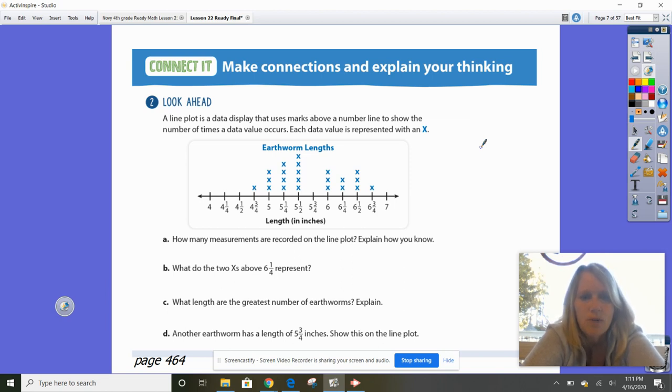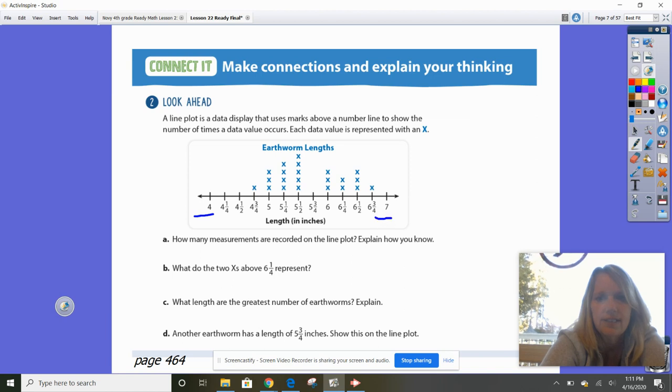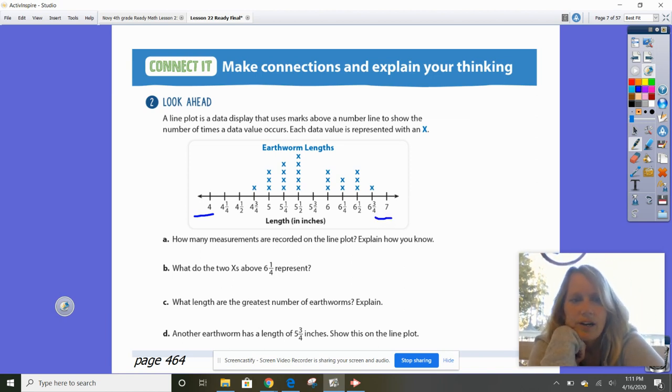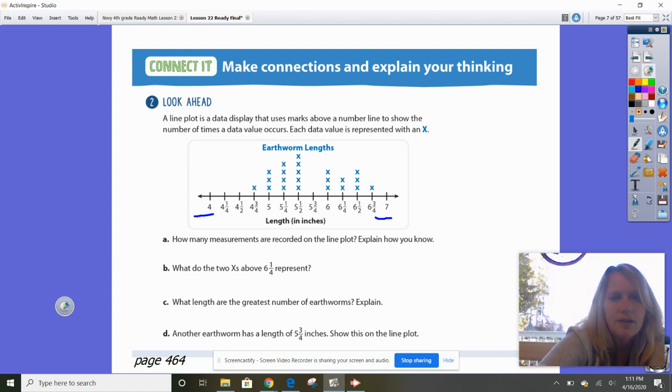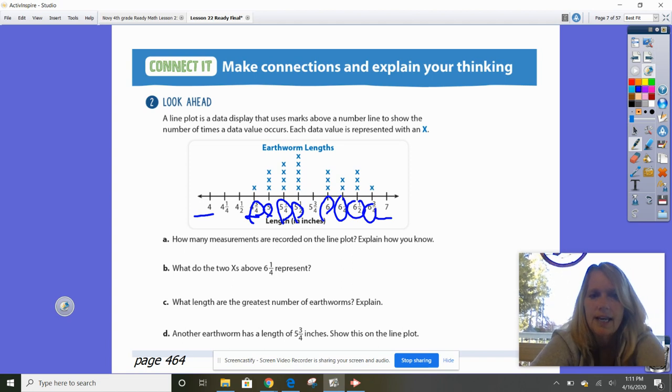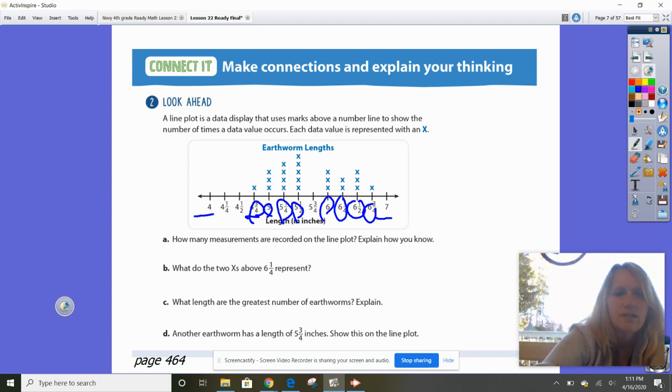So, how many measurements are recorded on the line plot? Explain how you know. Okay, how many measurements are recorded? Well, it goes from 4 to 7, but we didn't record anything on 4 and 7. So we got something on this one. 2, 3, 4, 5, 6, 7, 8. Looks like 8 of them have an X above it. So I'm going to put 8 have an X.